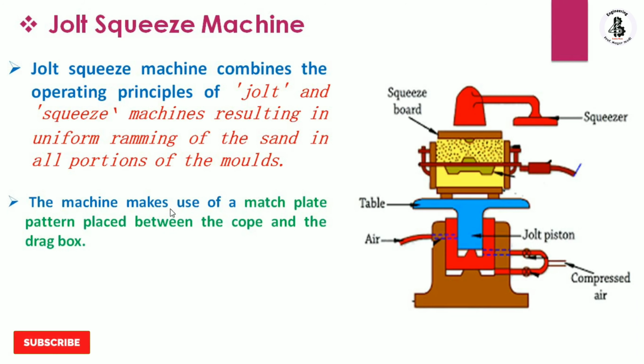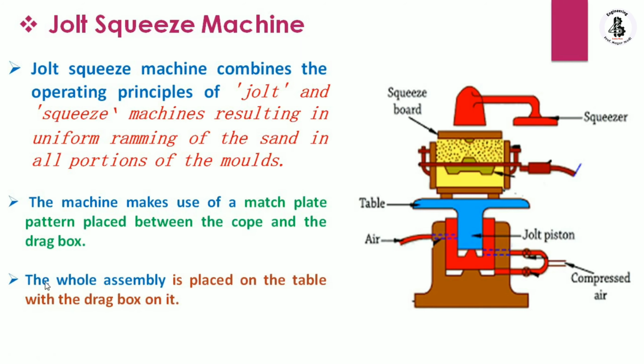The machine makes use of match plate patterns placed between the cope and drag box. Just as you can see, that is the match plate, with patterns on both sides. Basically, that also depends upon the shape and size of the cast product. The whole assembly is placed onto the table with the drag box on it.